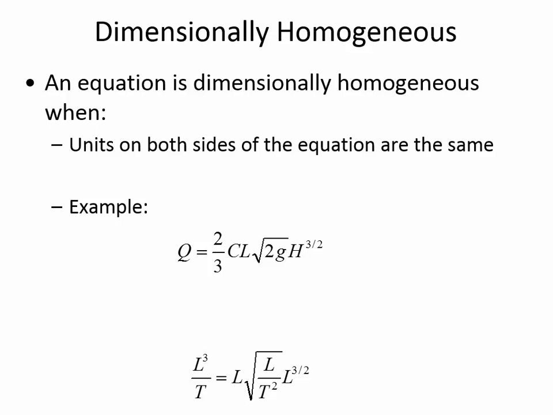So that's an example of dimensionally homogeneous, and dimensionally homogeneous equations are usually fundamental equations. They're based on the fundamental forces, just the basics of science and physics, whereas non-dimensionally homogeneous equations are more empirical in nature, which means that these equations have been generated by curve fitting.